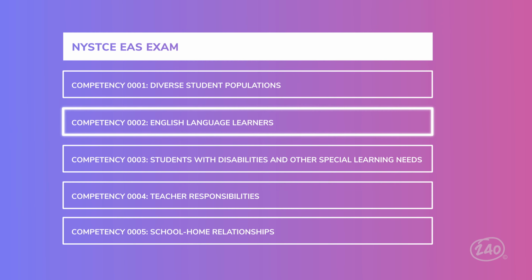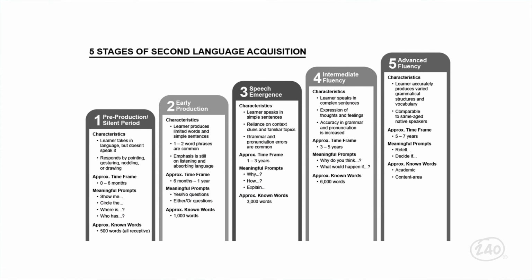This section is devoted to students who come from non-English speaking backgrounds. To start, we'll cover the stages of learning a new language, strategies to boost oral and written proficiency, and how to effectively collaborate with ESL and bilingual programs. Let's break down the stages of language acquisition. Understanding these stages helps us tailor our teaching to meet students where they are.